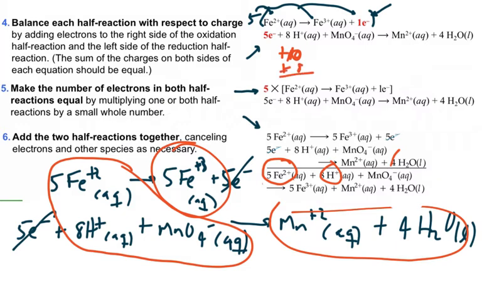That's 18. And then there's a negative 1. So you're going to subtract 1. So the net charge on the reactant side is plus 17. So we want the product side to also have 17.